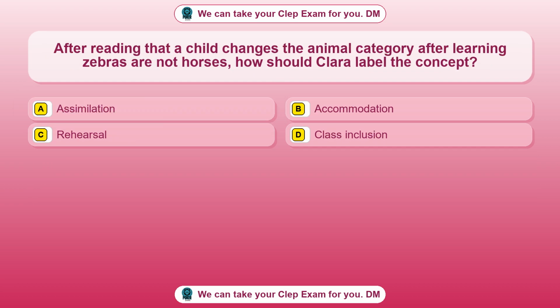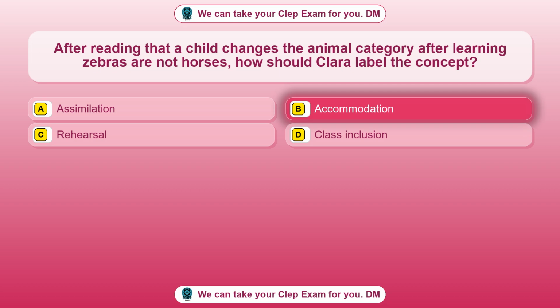Question 15. After reading that a child changes the animal category after learning zebras are not horses, how should Clara label the concept? Option A, assimilation. Option B, accommodation. Option C, rehearsal. Option D, class inclusion. The correct answer is option B.